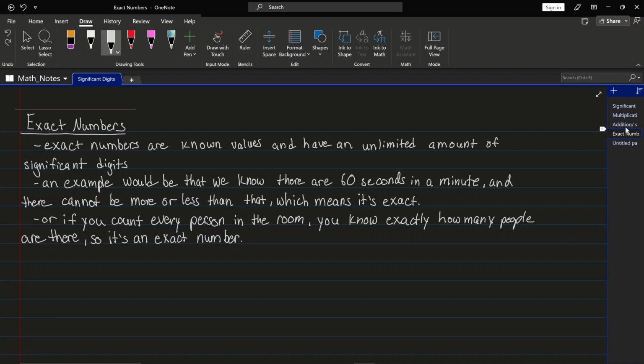And another good example to talk about would be, if you count everyone in a room, say there's 25 people in the room, you count all of them. So there's 25, right? There can't be 25 and a half. There can't be 26. There can't be 24. So there's 25 people in the room. So that would be an exact number, and that would have unlimited significant digits.